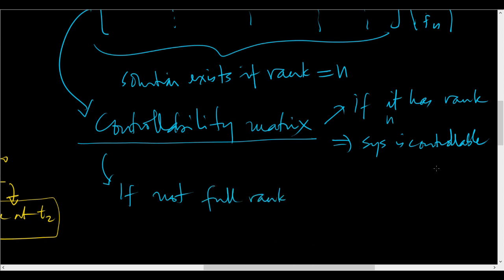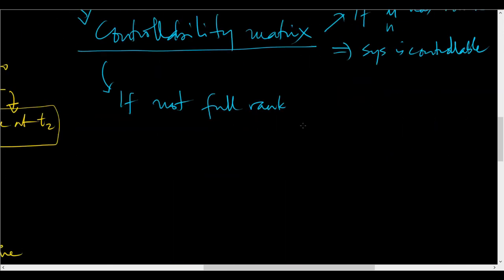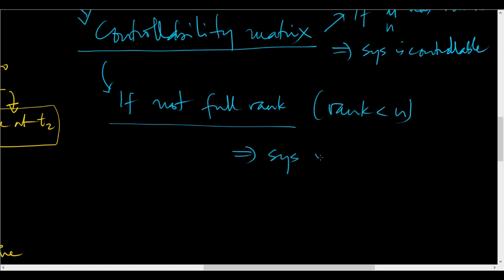Okay, and if this is not full rank, well, you may ask, can the rank be more than n? It can't, right? This has n rows. The rank can't be more than n. If B has only one column, then it has n columns also. But if B has two columns, then it has 2n columns. But in any case, the rank cannot be more than n. Okay, so if not full rank, that means rank less than n, then the system is not controllable. Okay, so this is the controllability matrix.